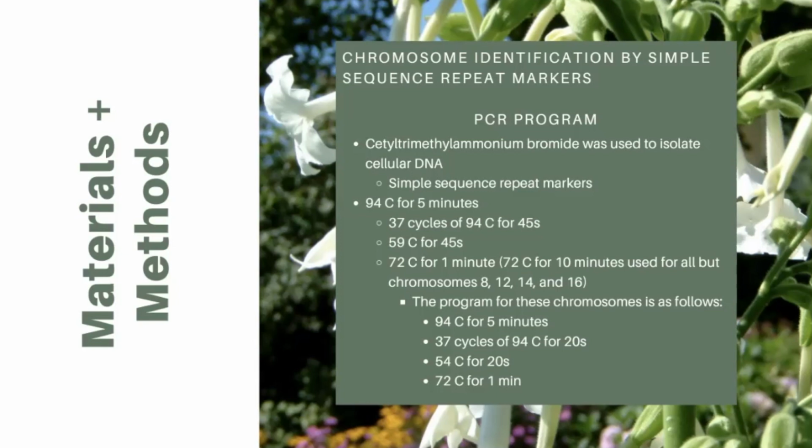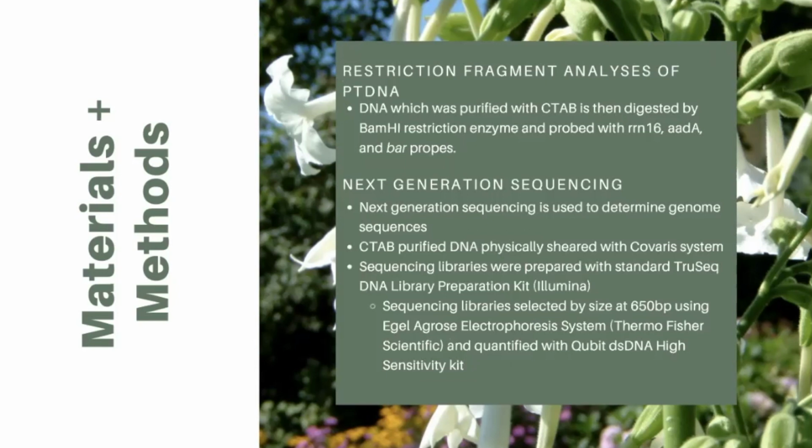for about 5 minutes, which again is the denaturing process. And then 37 cycles of 94 degrees Celsius for 20 seconds apiece, and then 54 degrees Celsius for 20 seconds, and 72 degrees Celsius for 1 minute to allow the annealing process to begin.